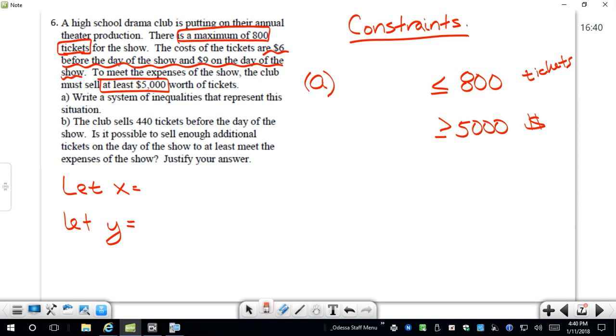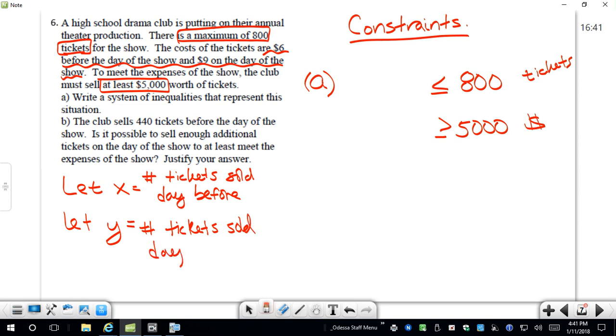Now, guys, we clearly see the two different things that they're talking about here. We're talking about two types of tickets. We've got the number of tickets sold the day before the show, and we've got the number of tickets sold the day of the show. Now, guys, don't forget those let statements. But do remember, if they give them to us in the problem, we do not need to write them down.